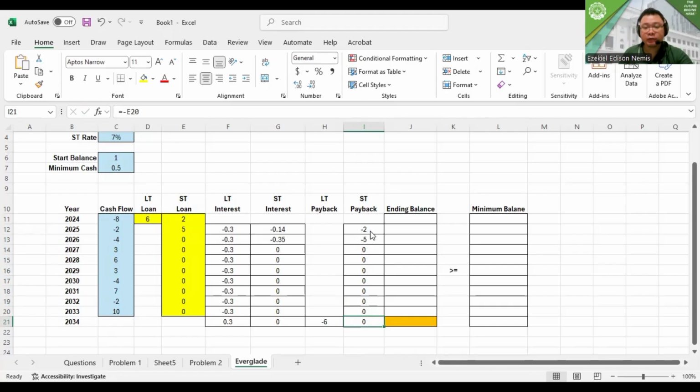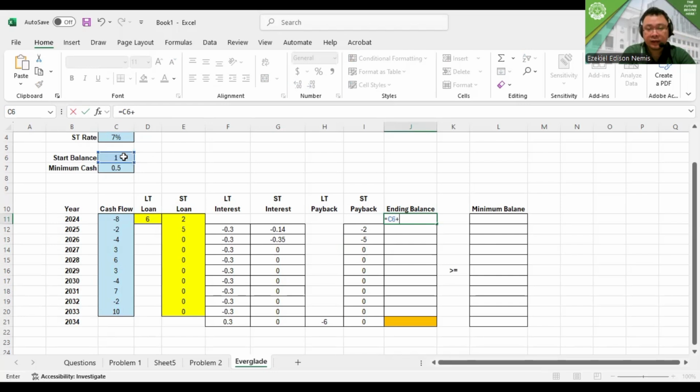So next thing is we do the ending balance. To get the ending balance, all we have to do is to go to the first thing. Pag dito kayo sa first, we have to get the starting balance. So we have to put equals. All right, get the starting balance. The starting balance is here. Okay, then plus. All right, put sum. Okay, open parenthesis. All you have to do is to highlight the data from cash flow up to the short-term payback. Then close parenthesis.